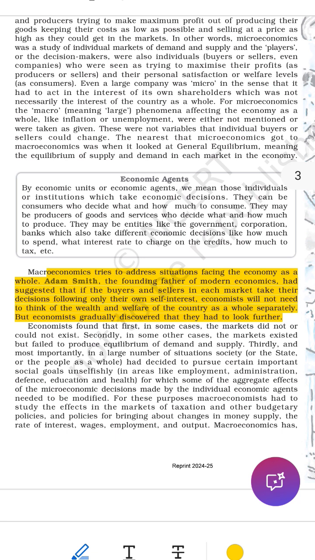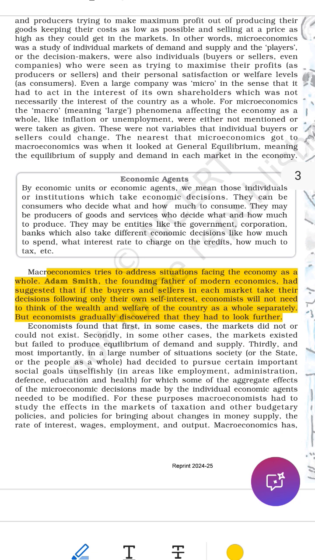Example, you buy candy because you want it. The candy shop sells it because they want to earn money. Everyone is happy and business grows. According to Adam Smith, if every shop and every person does the same, the whole country becomes richer automatically.